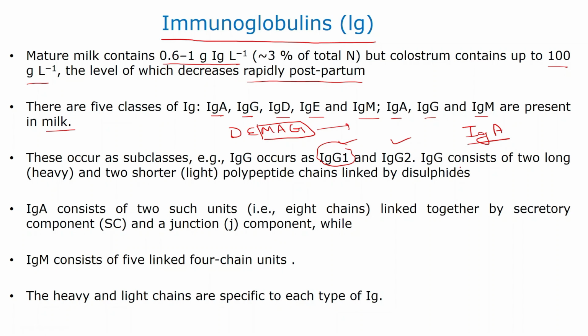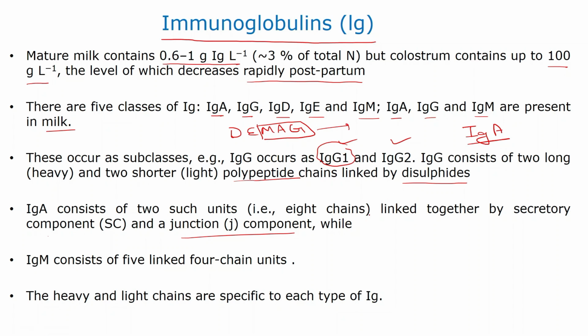Now IgG consists of 2 heavy and 2 shorter polypeptide chains that are linked by disulfides. So we will see the structure that every immunoglobulin has 2 long heavy chains and 2 short polypeptide chains which are linked by disulfide, and we will see the structure in the coming slide. Now IgA consists of 2 such units linked together by a secretory component and a J component. So in IgA, the 2 basic subunits will be there. That is, 2 heavy chains and 2 light chains is 1 unit.